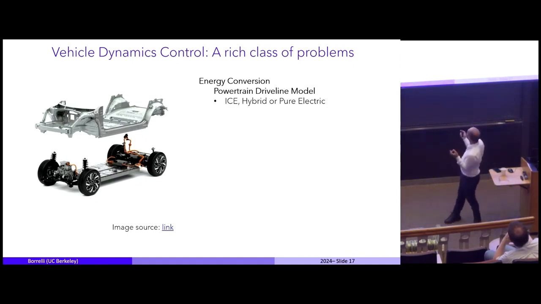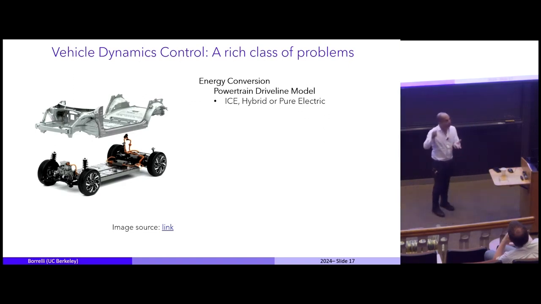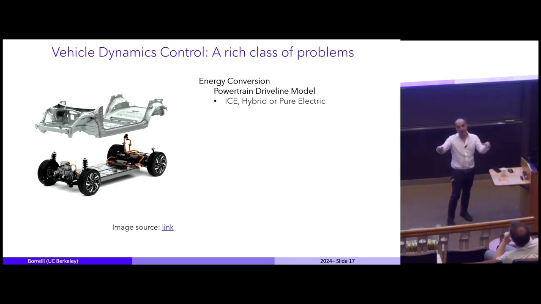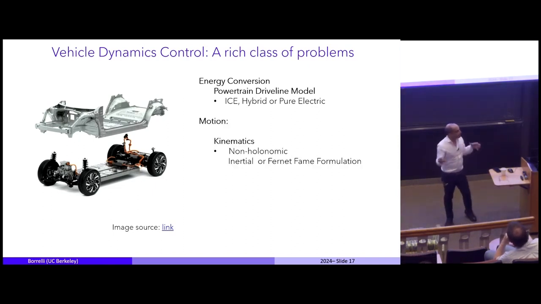a few vehicles. The modeling belongs to 2 classes. One is you model the energy conversion: how you go from a source of energy to wheel motion. Okay, and this really depends if you have an internal combustion engine, a hybrid, or an electric vehicle. The second part is about the motion of the vehicle. Now that the wheel moves, how does this translate into vehicle motion?